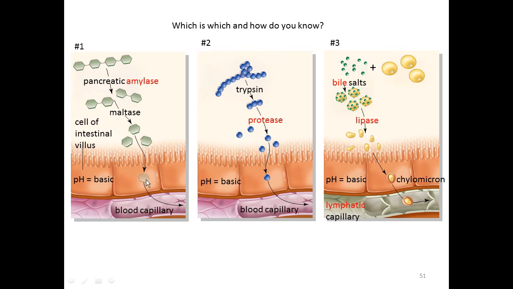The carbohydrate goes into the blood once it's glucose. The protein goes into the blood once it's an amino acid. And the fat, once it's emulsified and then broken down into short chain fatty acids, goes into the lymph. Some can go into the blood, but only the short chain fatty acids. Most of your fat goes in the lymph, and that's what I'm asking you to remember here.